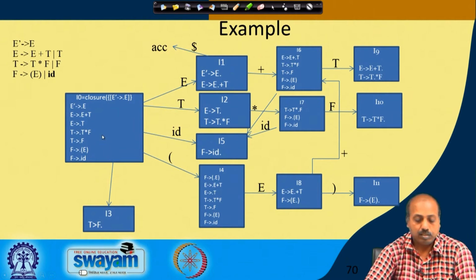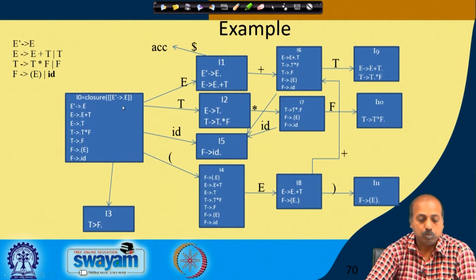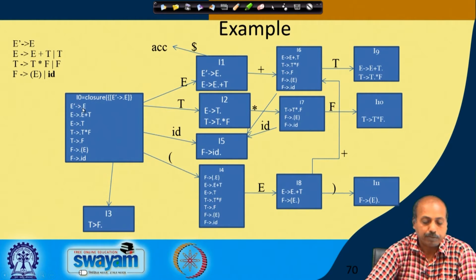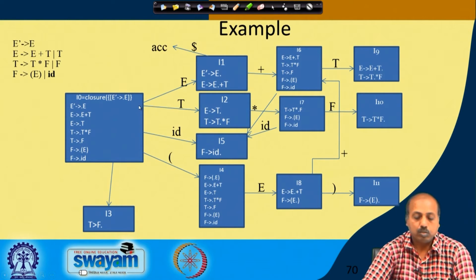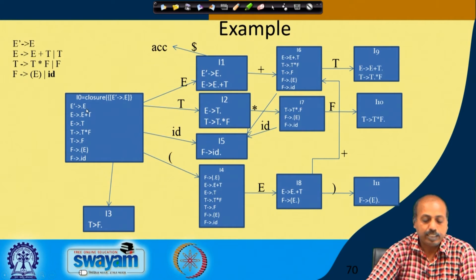Now, from this we take the gotos. You look at the symbol that comes after the dot. After the dot we have E, T, F, open parenthesis and ID. For each of these cases, I have to find the corresponding goto. If I do it on E, I will get E dash producing E dot and E producing E dot plus T. Then on T, you will get E producing T dot and T producing T dot star F.